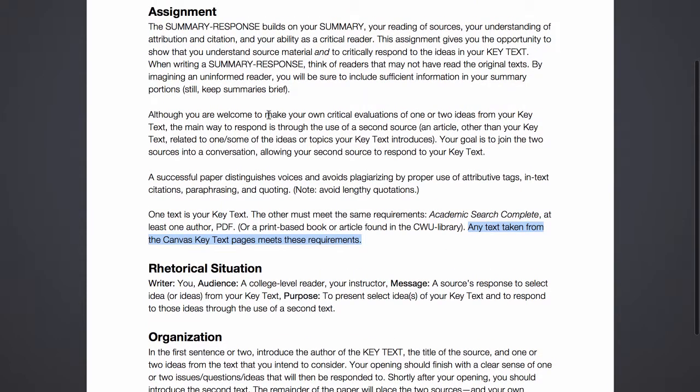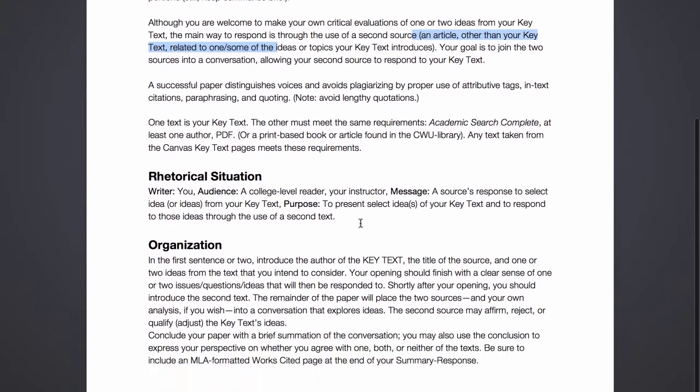You do have the option of making your own critical evaluations of 1 or 2 ideas from the key text, but the primary way to respond is through the use of a second source, an article other than your key text. And so let's go ahead and break this down more specifically.